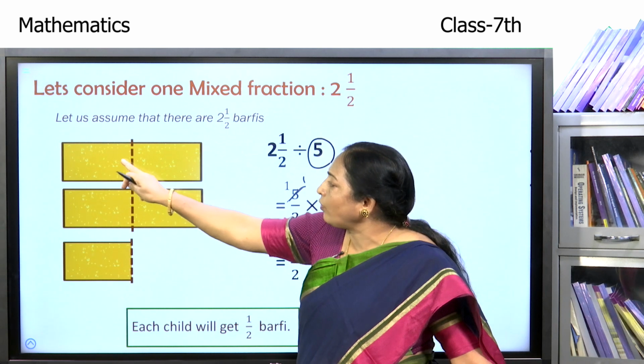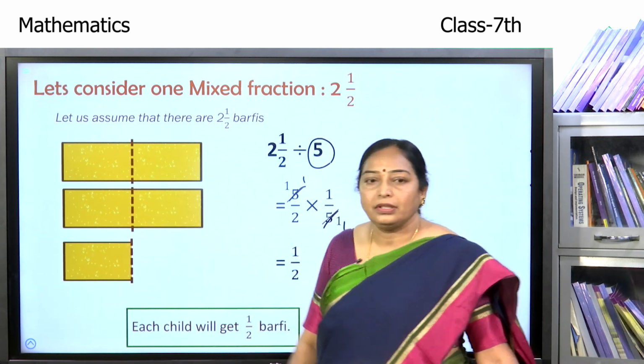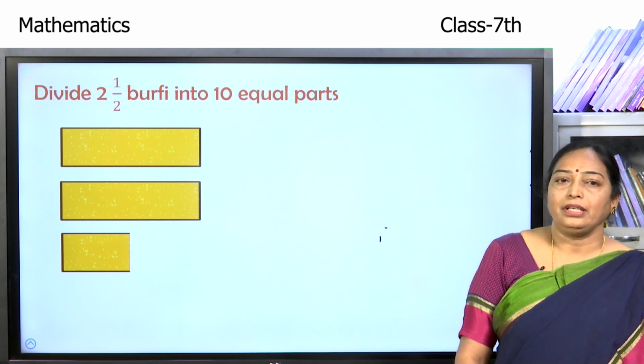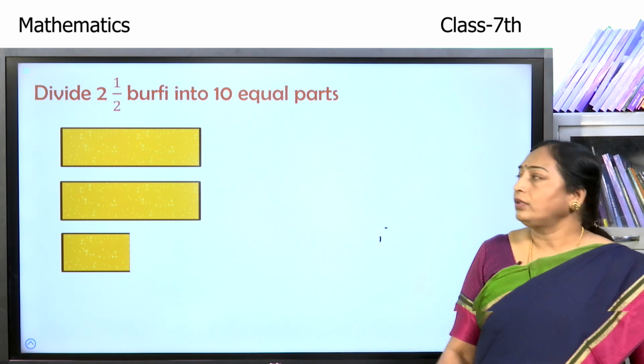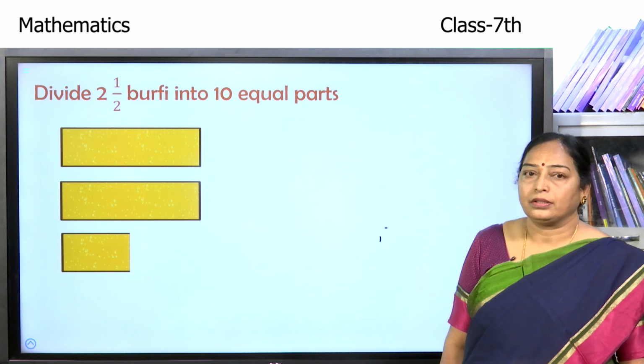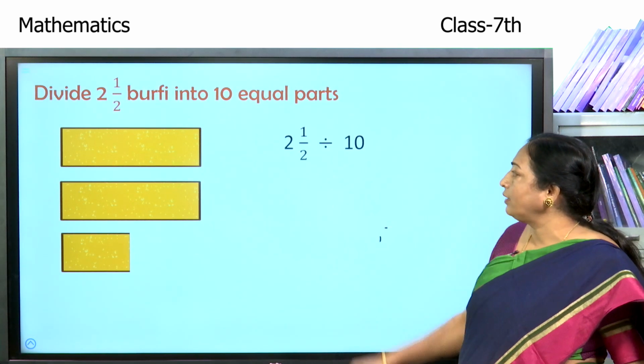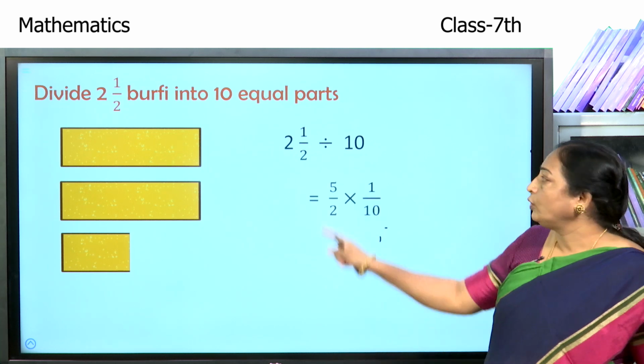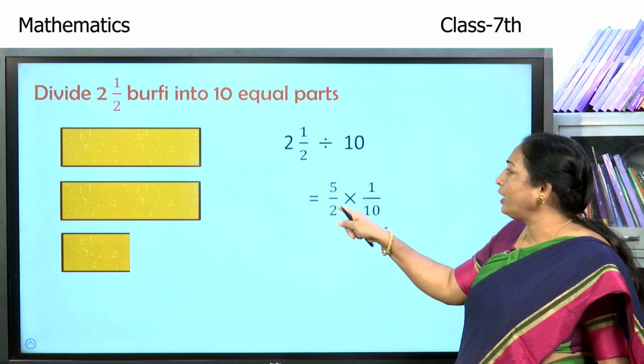How many equal parts here? 1, 2, 3, 4, 5. Each child gets half a burfi. Let us do one more activity. Divide 2½ burfis into 10 equal parts. 2½ divided by 10. Already we know how to write it as an improper fraction. 2 2s are 4 plus 1, 5, 5 by 2.